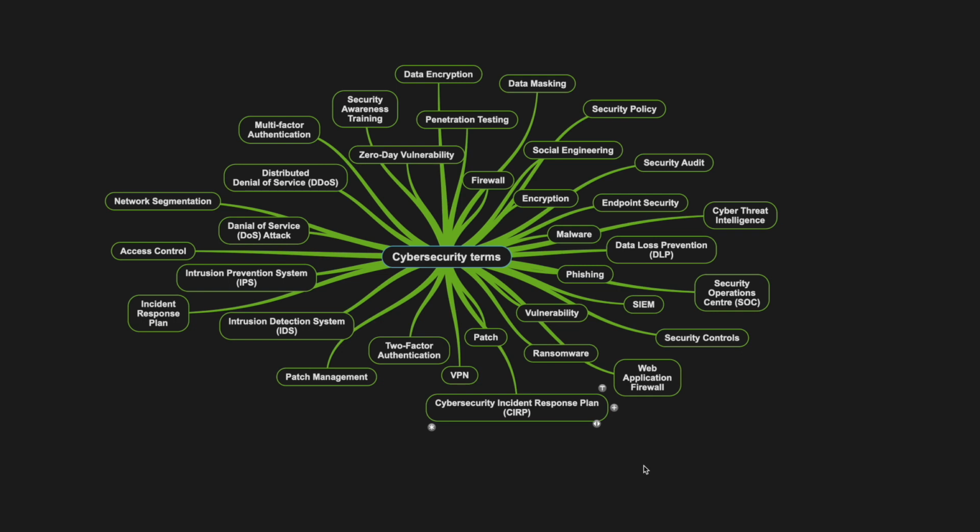Now, let's talk about the Cybersecurity Incident Response Plan, CSIRP, a documented set of procedures and protocols outlining the steps to be taken in response to cybersecurity incidents. It includes incident detection, analysis, containment, eradication, recovery, and post-incident evaluation.